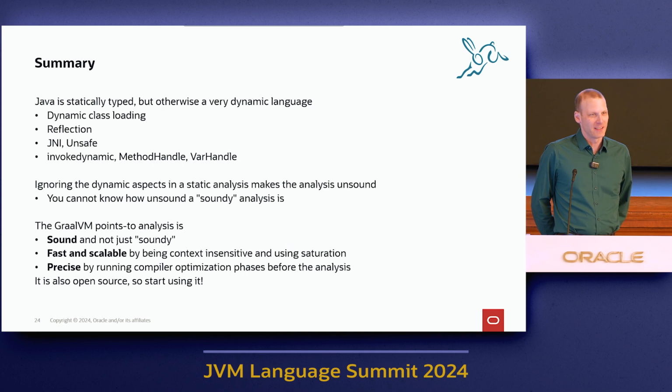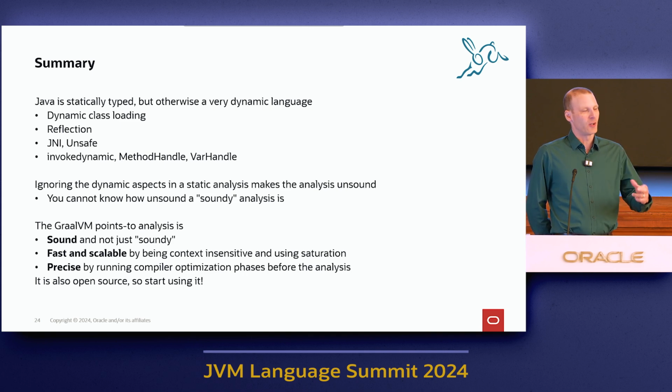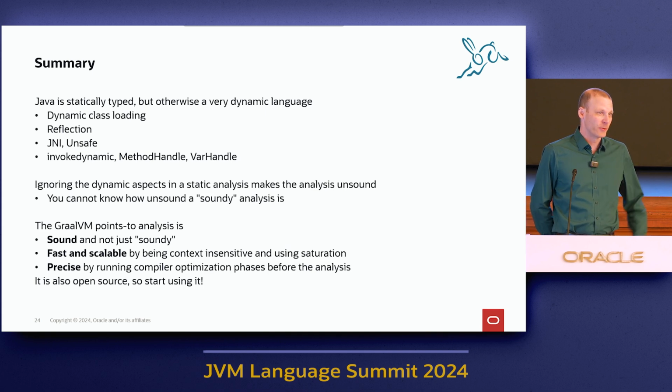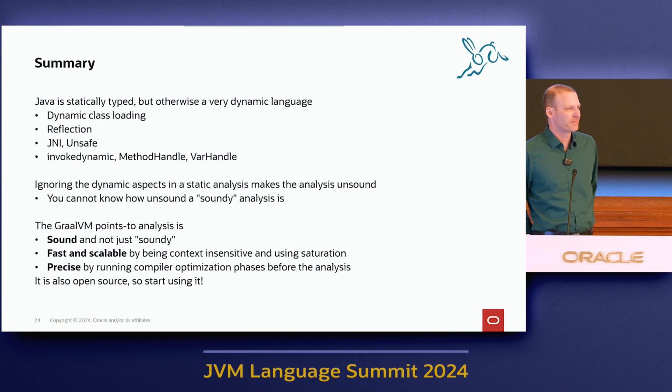I did not tell you all the nasty details here. You need some configuration as input to the static analysis. So you need to list all the types and all the fields that you can access via JNI. So you need a configuration, and you need to trust it.